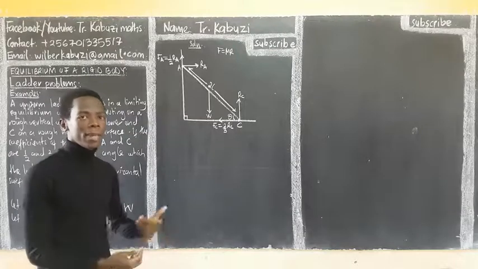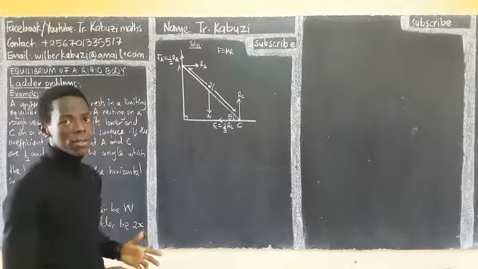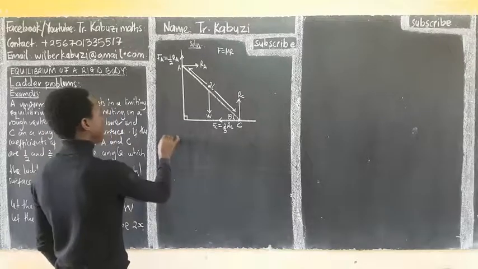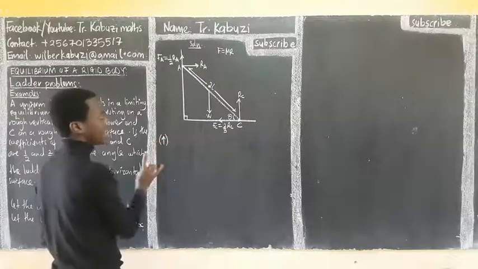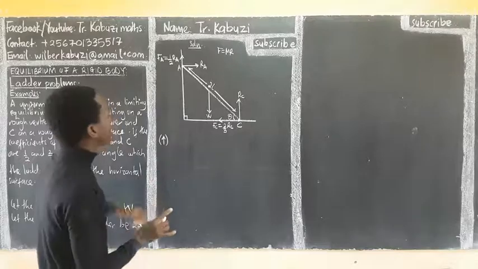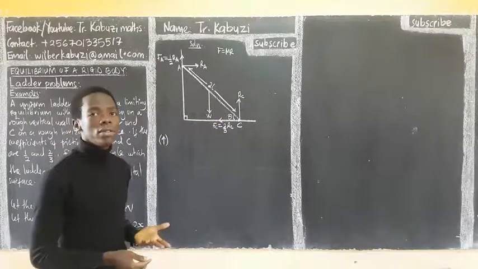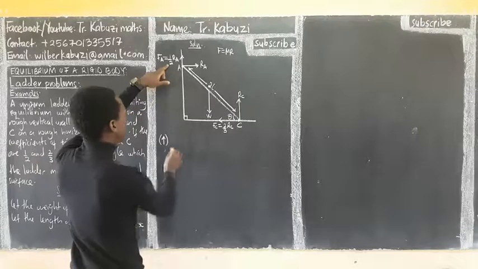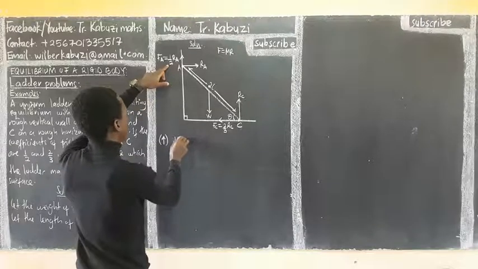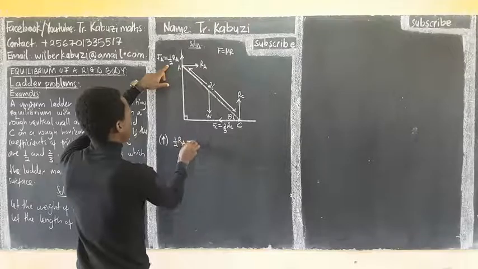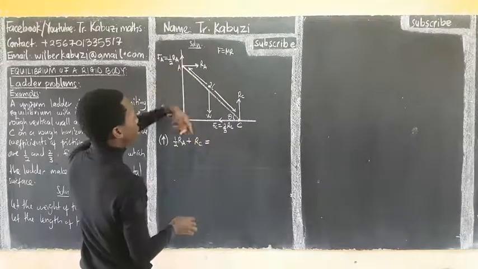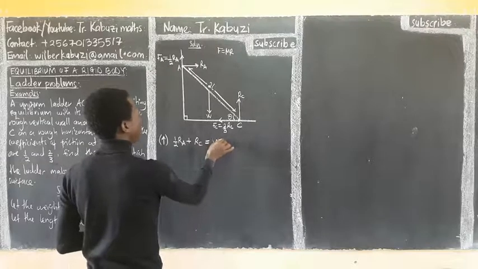We resolve. We start with the vertical, and then we resolve horizontally, then we see if we need to take moments. So resolving now vertically. Remember, this is the limiting equilibrium. It means that upward forces are equal to downward forces. So upward forces, first of all, we have a half RA, then plus also RC. It's going to be equal to this one acting downwards, which is W.